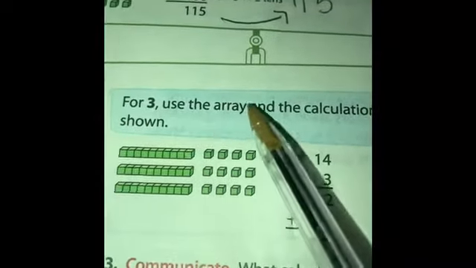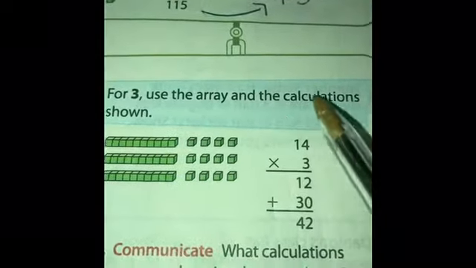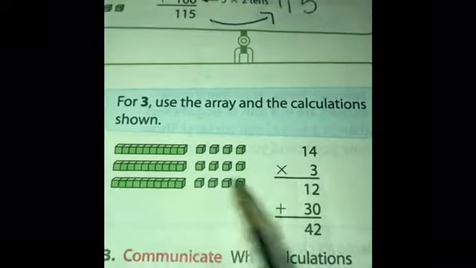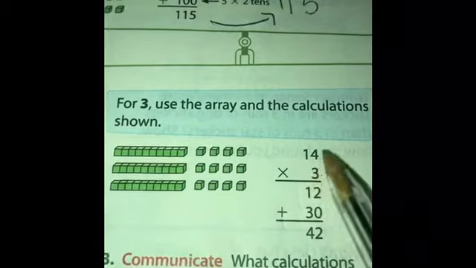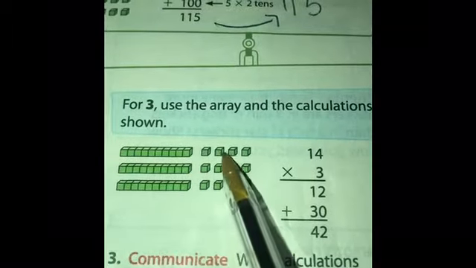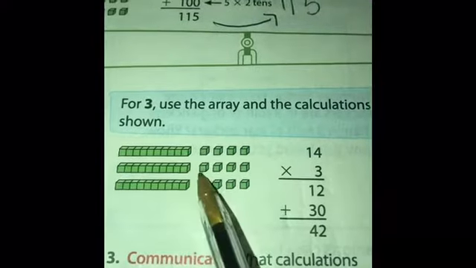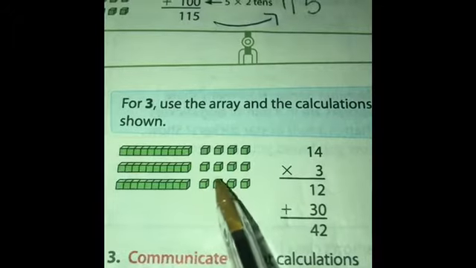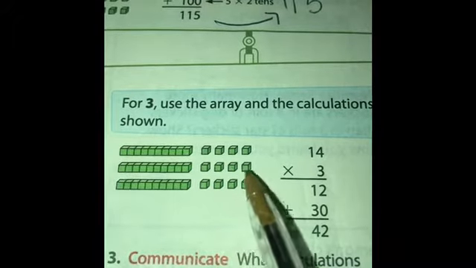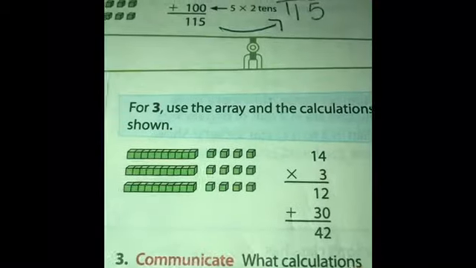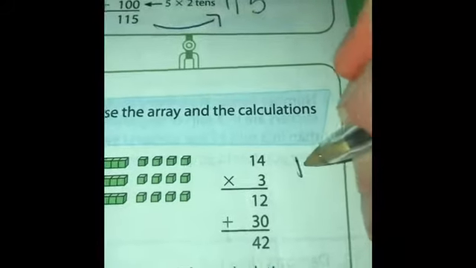I love the example that we have on number 3. For 3, use the array and the calculations shown. So we have 3 rows, and they're telling us that each row has 14. 3 rows of 14. Even though they already did it like that, I know that we're practicing lots of love. So I'm going to do lots of love on the side.